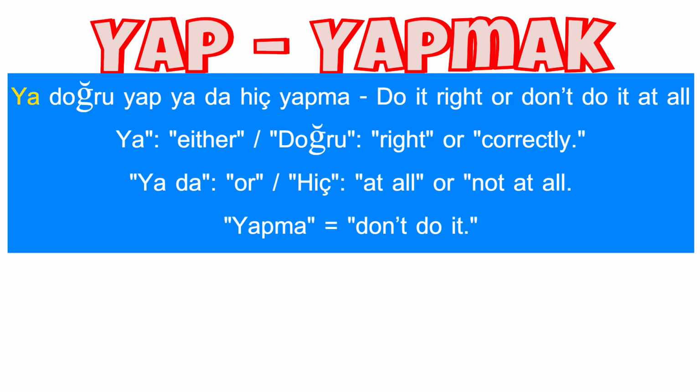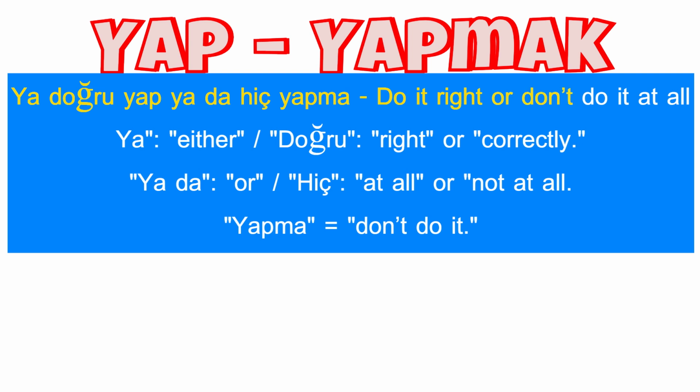Ya doğru yap ya da hiç yapma. Do it right or don't do it at all. This is similar to the previous sentence but emphasizes doing something correctly. It's another commonly used phrase in Turkish daily conversations, especially when stressing the importance of precision and correctness.